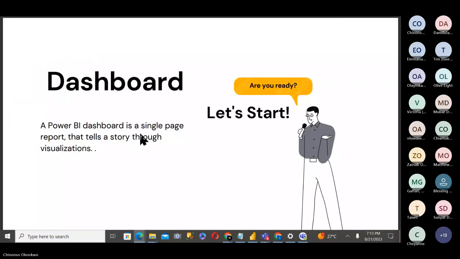So moving on. Let's start with dashboards first, because you can remember our topic for today is building dashboards that tell insightful stories. So what is a dashboard? A Power BI dashboard is a single page report that tells a story through visualizations. One thing you should pick here is story and visualizations. You're telling a story through visualizations, which is when you use your visuals, like your bar chart and your pie chart. I'm not going to delve into this really, but as we go on, it will come along. So let's move to the next.